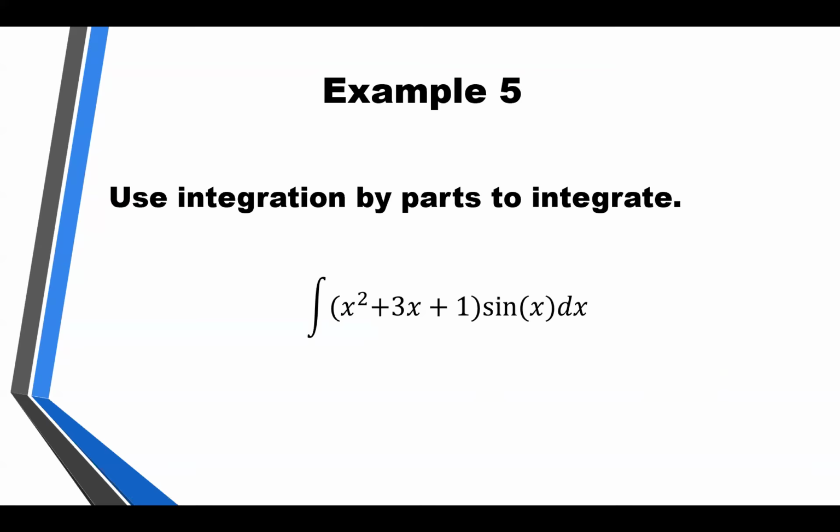Now, let's just do one more integration by parts with a quadratic polynomial. This quadratic polynomial has multiple terms, and we're going to take that quadratic polynomial, x squared plus 3x plus 1, and multiply it times sine of x. And we want to integrate that with respect to x. Go ahead and push pause if you'd like and try this on your own. I'll give you a couple of seconds and then I'll do it as well.